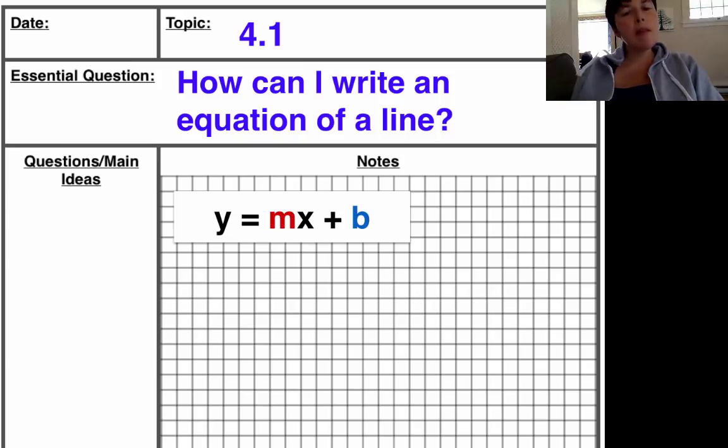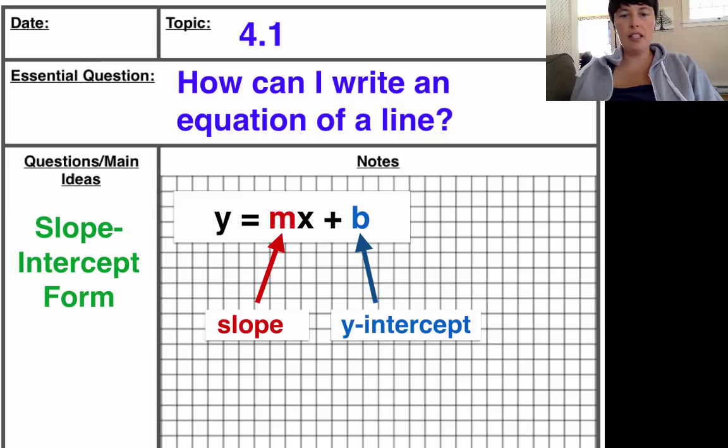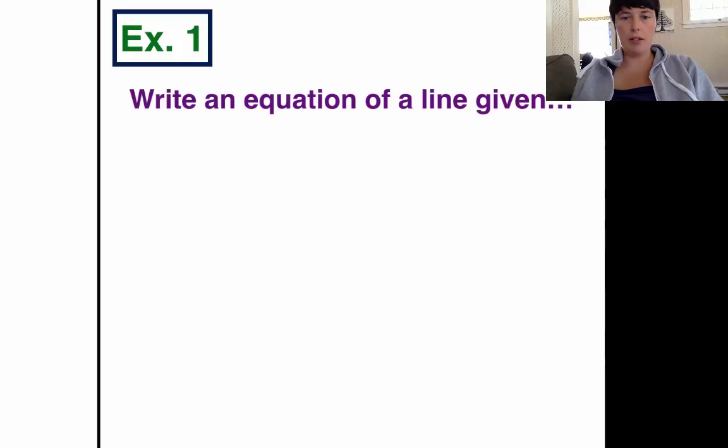Now I put the m and the b in colors because m and b are really not variables. They're actually numbers, and we're going to talk about what those numbers mean. We have a name for this, and it's called the slope-intercept form of a line. Slope-intercept form. So m stands for your slope, hence the name slope-intercept, and b stands for your y-intercept. Those two numbers in your equation represent the slope of the line and the y-intercept of the line.